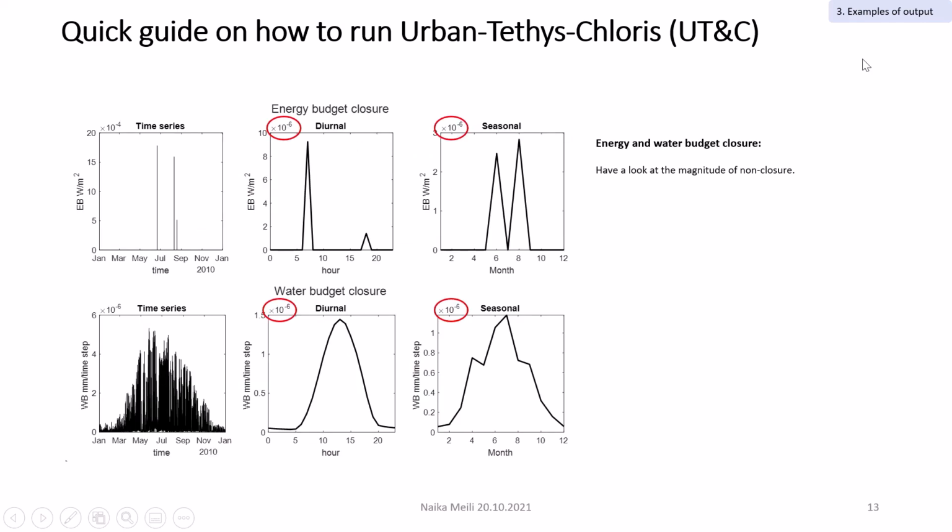The last graphs show you the time series, the diurnal and the seasonal cycle of the energy and the water budget closure. At some time instances, the numerical solver is not able to converge and you will get a non-closure of the energy balance. On average, however, these values should be very small and your simulation should be okay. Once your simulation is done and these output graphs look fairly fine, you're likely to do your own analysis with the saved simulation outputs. Hence, let's have a look at them.